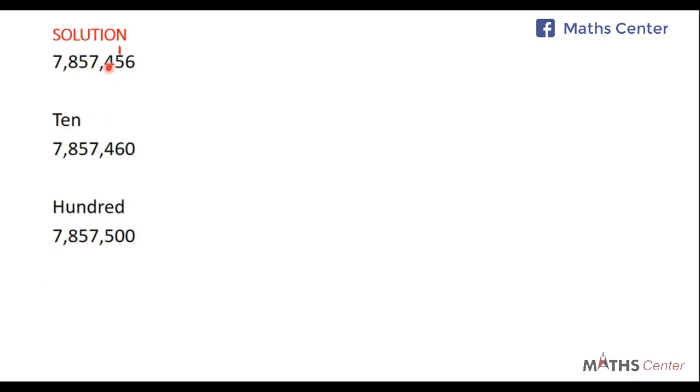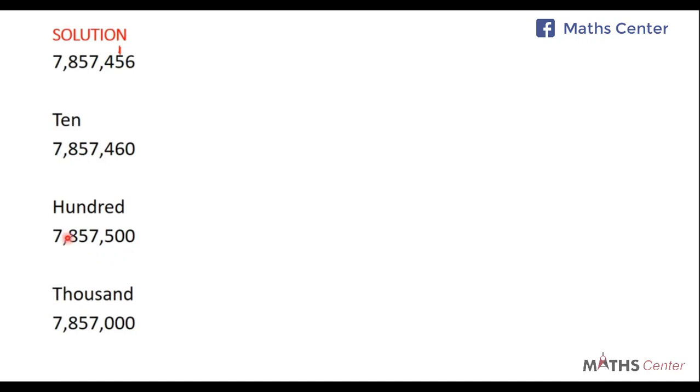The digit in question is 4. The number in front of it is 5. So we add 1 to 4 to make it 5. So we write that 5. Then the remaining digits will all be 0. So we change 5 to 0 and we change 6 also to 0.